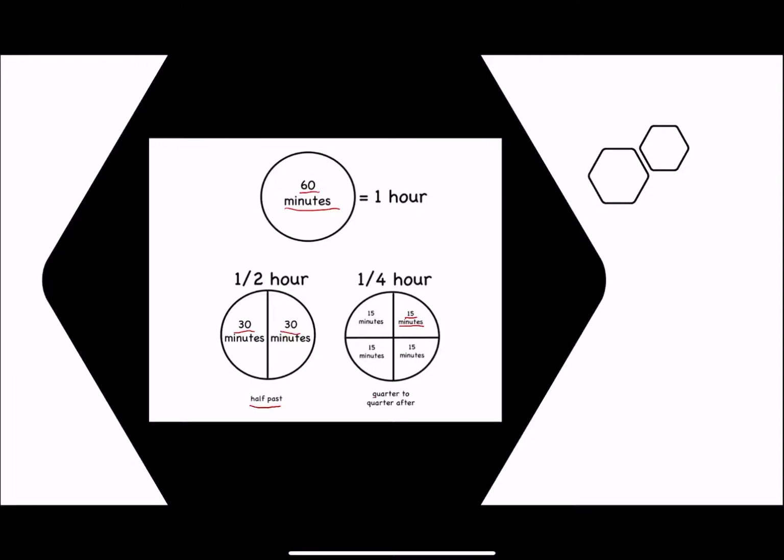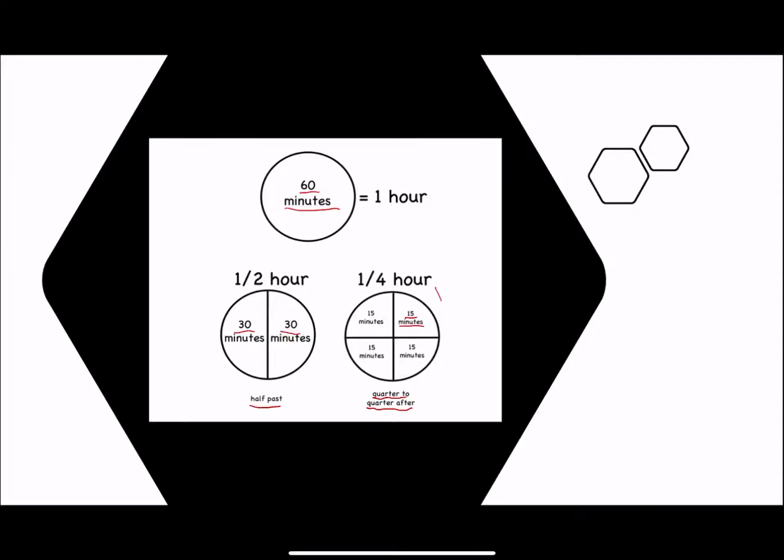So if it was 9 o'clock or almost 9 o'clock, they might say it's 8:45. That means it's 15 minutes before 9 o'clock. If it was 15 minutes after 9 o'clock, they might say quarter after 9 o'clock or quarter after the hour.